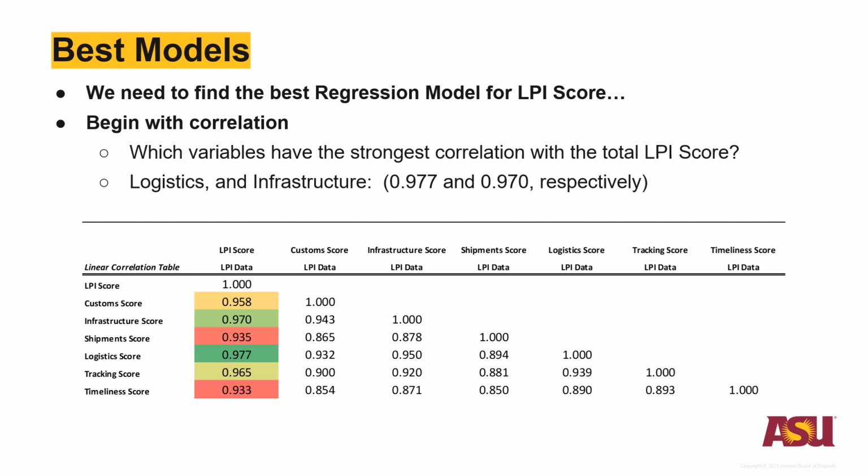Which variables or other scores have the strongest correlation with the total LPI score? Well, based on correlation, we can see that logistics and infrastructure have the best correlation with the total LPI score, with correlations of 0.977 and 0.97 respectively.